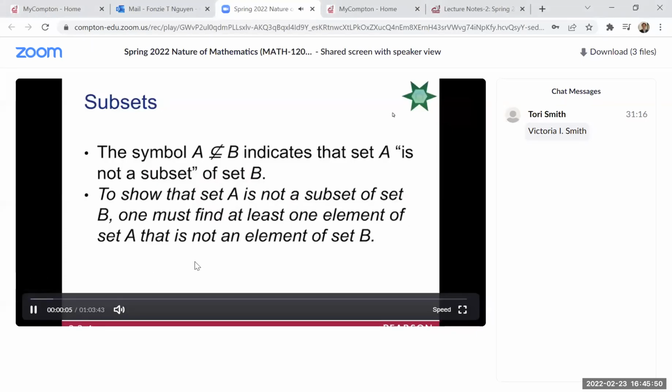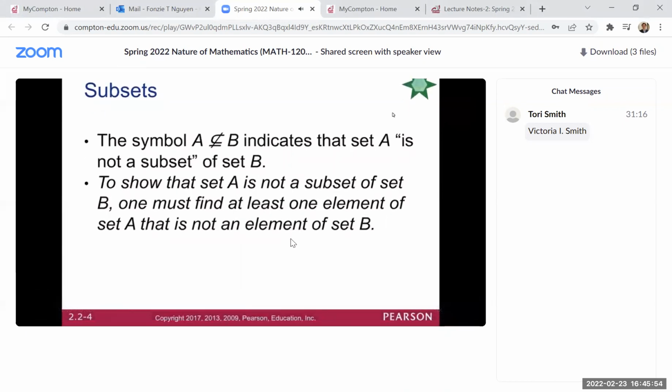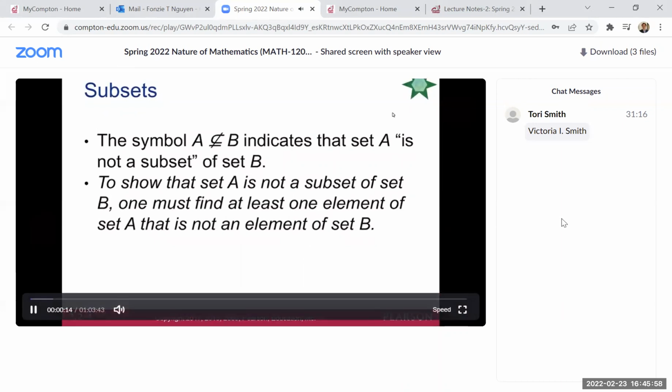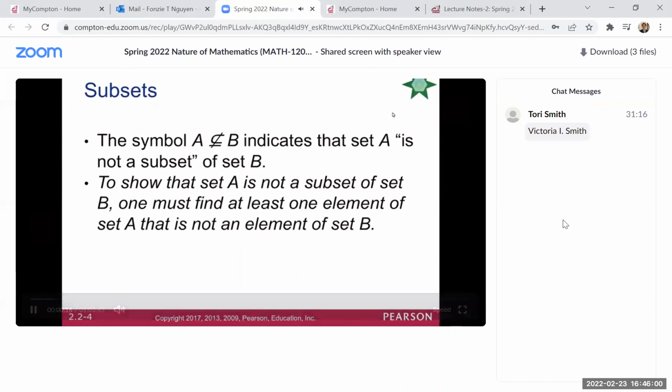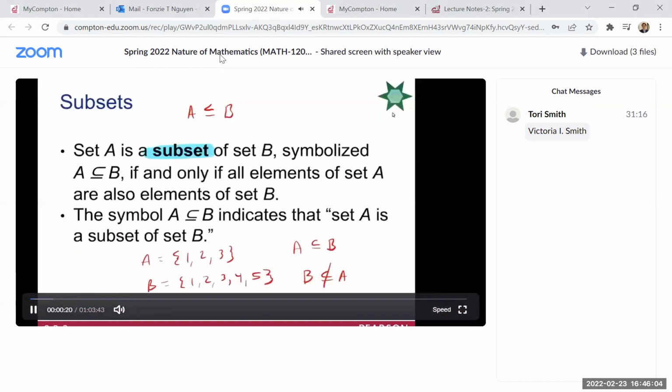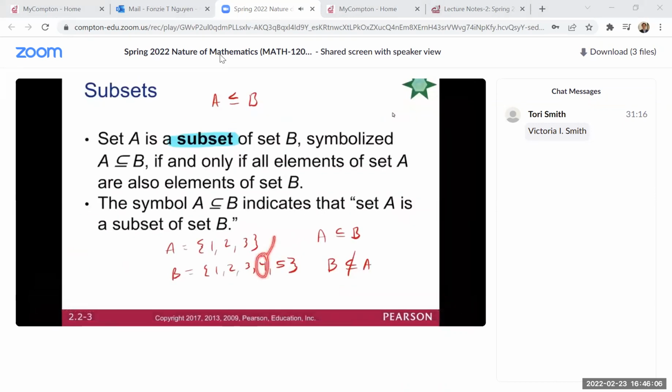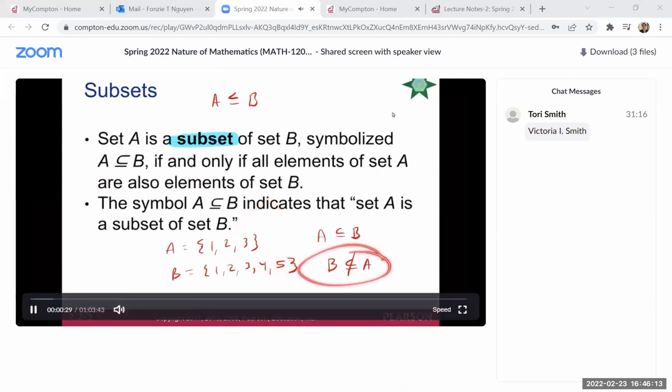Indicates that the set A is not a subset of set B. All right, so we just talked about that. To show that set A is not a subset of set B, one must find at least one element of set A that is not an element of set B. So over here, we said you could say 4 is not an element of set A, or you could say 5 is not an element of set B. That's why it's not a subset.